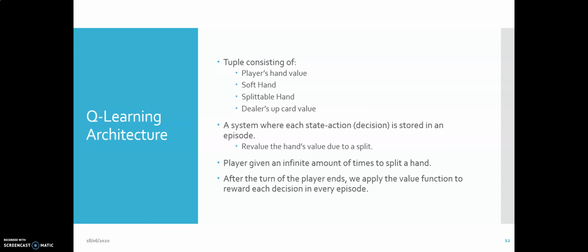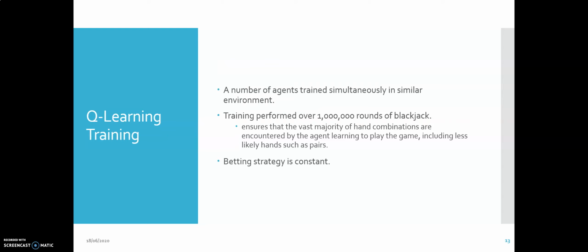We implemented a system to keep track of the hand's value due to a limitless number of splits through decisions which are stored in a list denoted as an episode. After every player's turn, the value function is applied to reward each decision in every episode. The training was performed over 1 million rounds of blackjack to ensure most hand combinations are encountered by the agent.